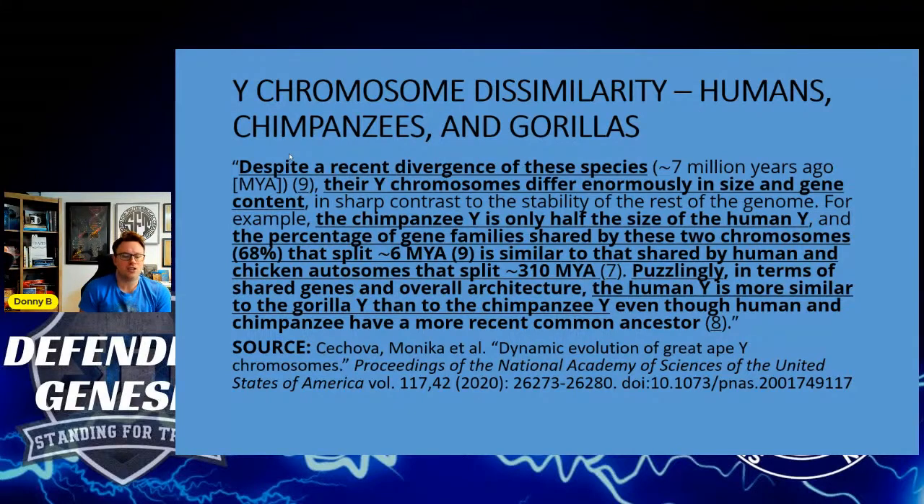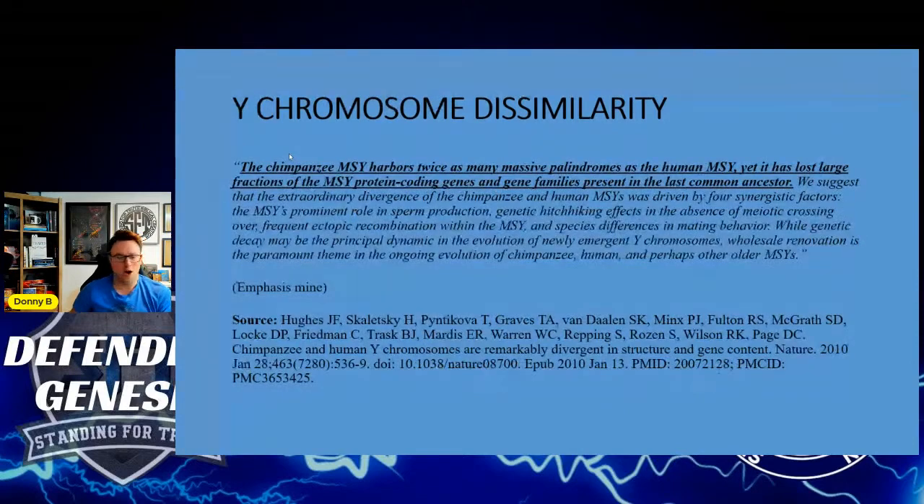The human Y is more similar. Notice this. They admit this right in the paper, guys. The human Y is much more similar to the gorilla Y than to the chimpanzee Y. No consistent hierarchy. This is directly from the paper in 2010. Chimpanzee and human Y chromosomes are remarkably divergent in structure and gene content.